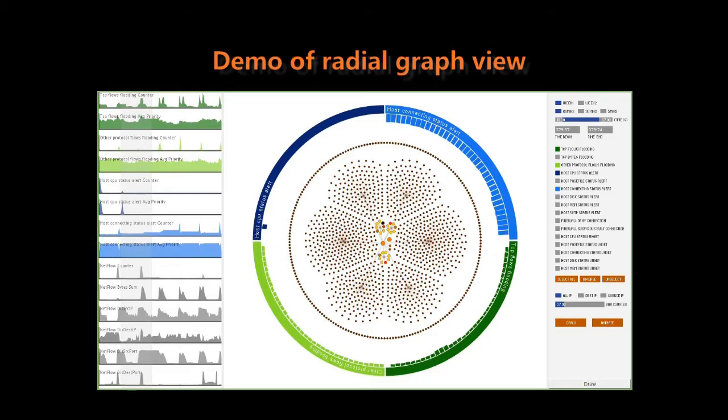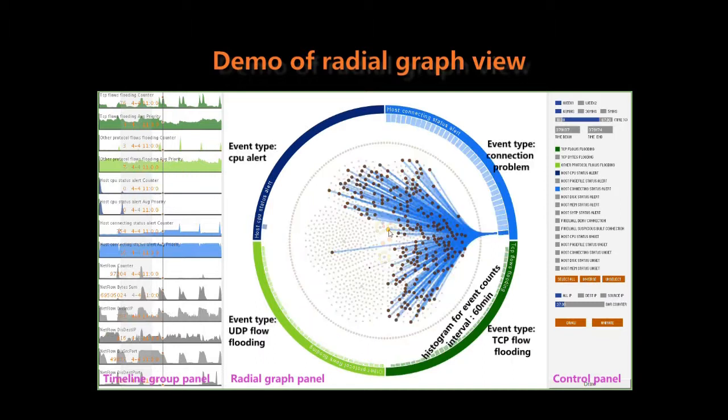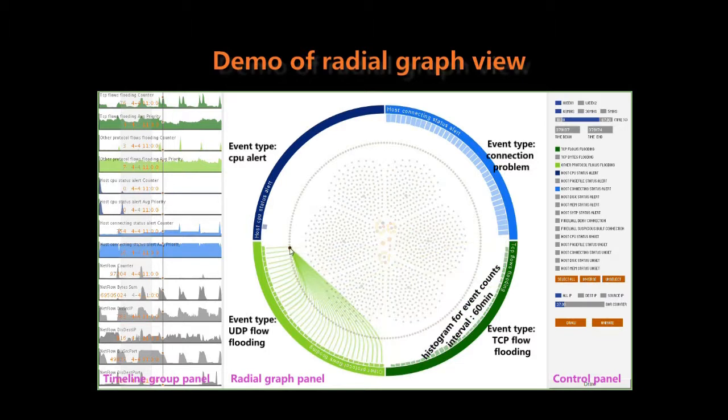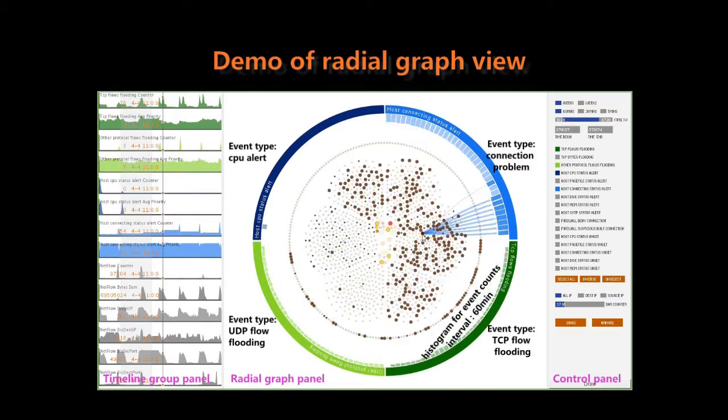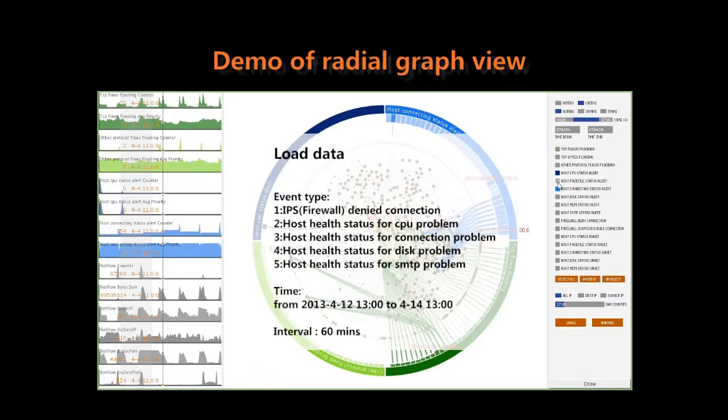And now let's continue to the second view that monitors network security events. This view consists of 3 parts. The left offers many optional time series. The middle is deployed by above-mentioned rules. The colors of the arc and height of histograms respectively encode the event's type and event's occurrences. The control panel plays the same role as before.